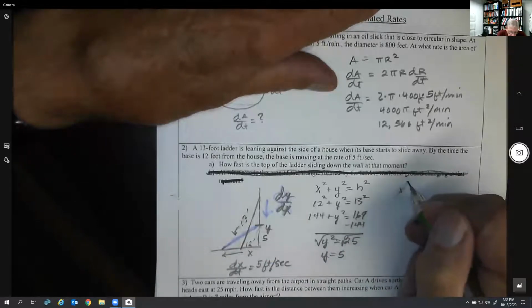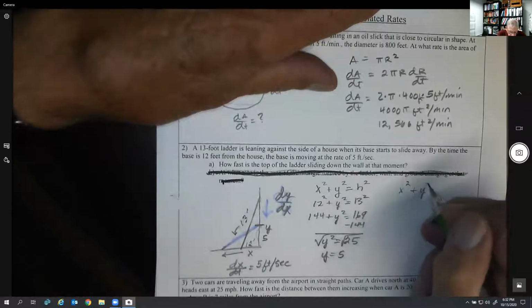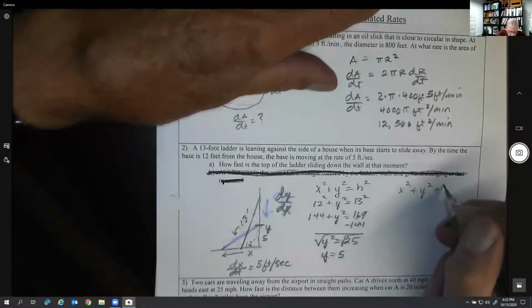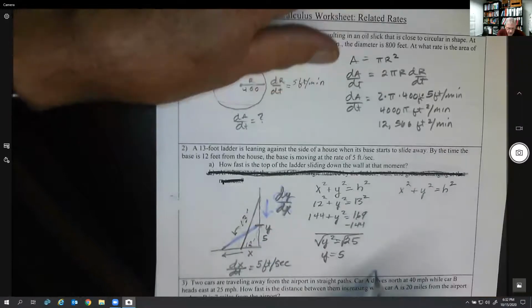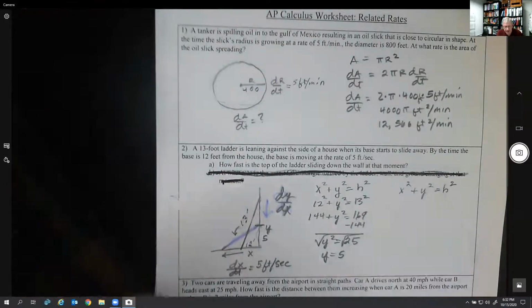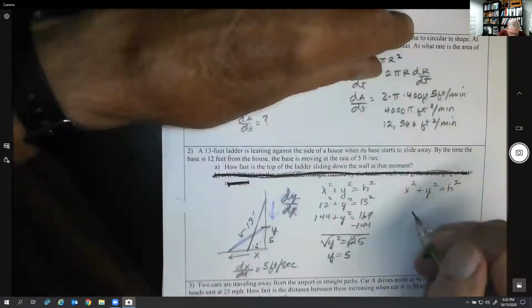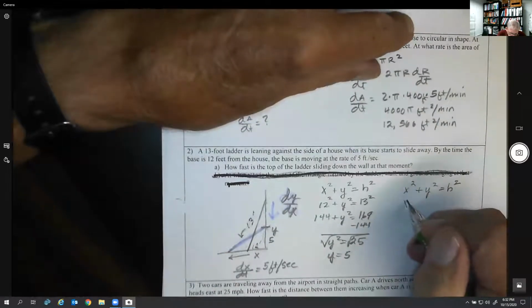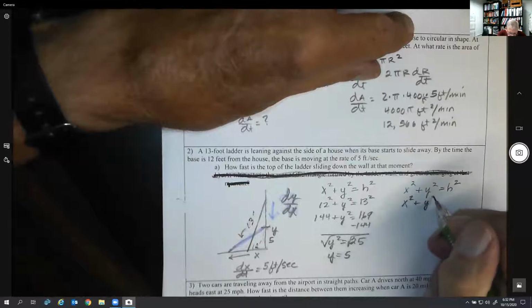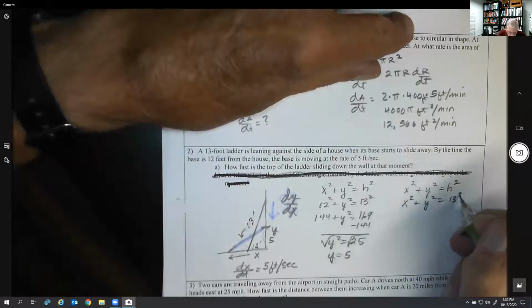x squared, we're going to start out with the same formula. x squared plus y squared equals h squared. Sorry, getting ahead of myself. Okay, and we know the length of this ladder is 13. So x squared plus y squared equals 13 squared.